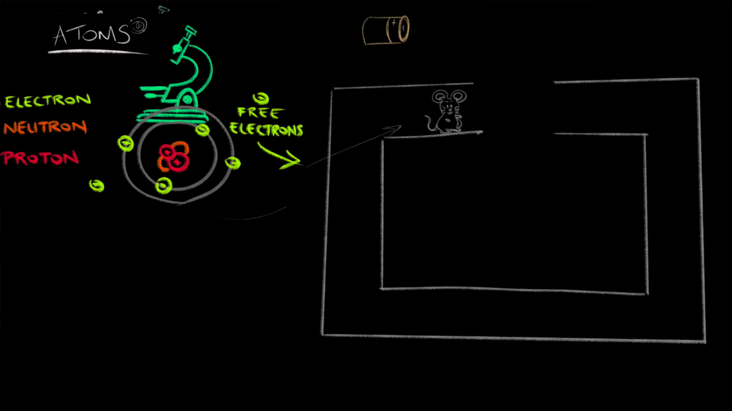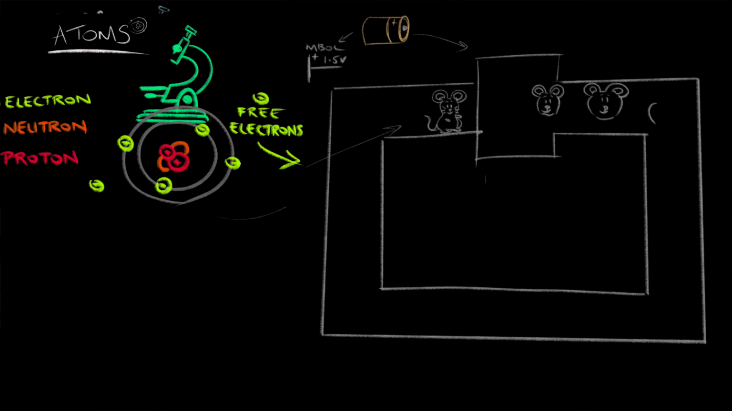Let's imagine that these free electrons inside our metal wires are lazy mice inside a corridor. A battery cell, on the other hand, is like a person who is pushing the mice forward through the corridor one by one. However, the battery will only push the mice forward if both ends of the corridor are connected to each end of the battery.